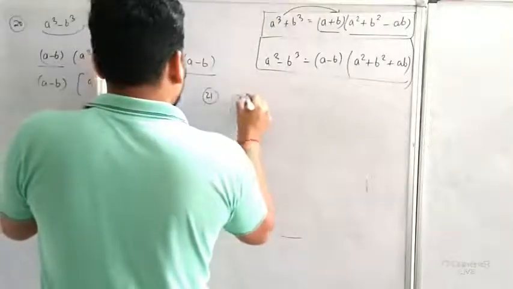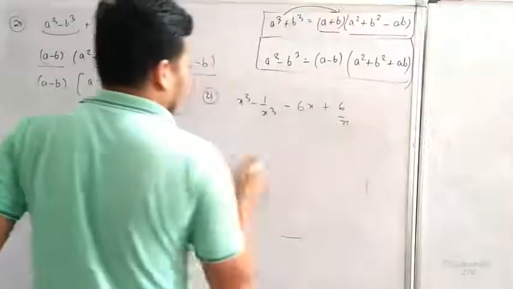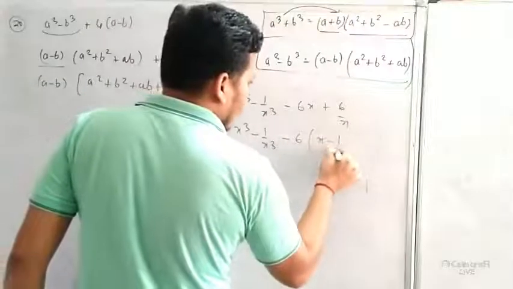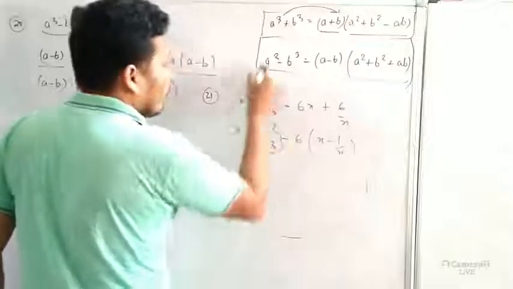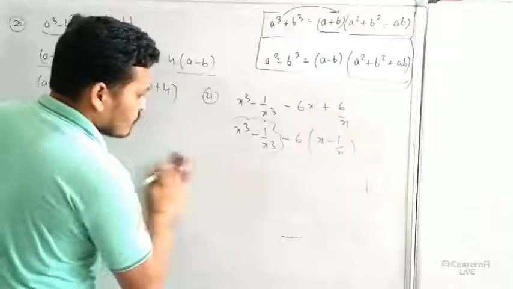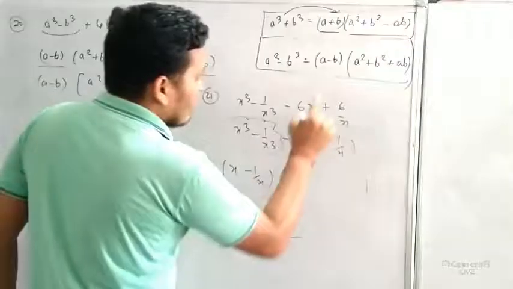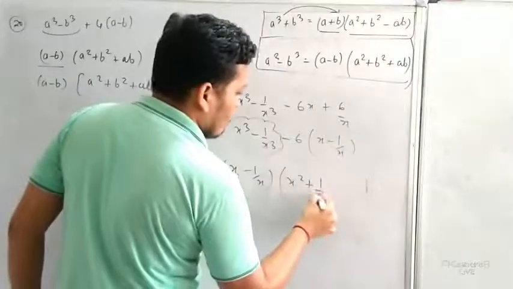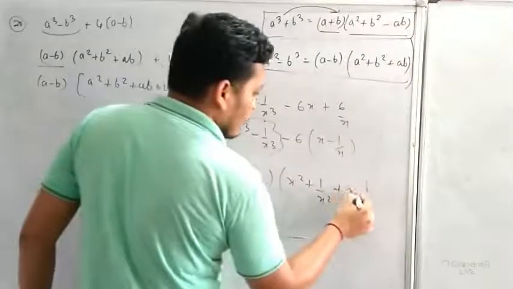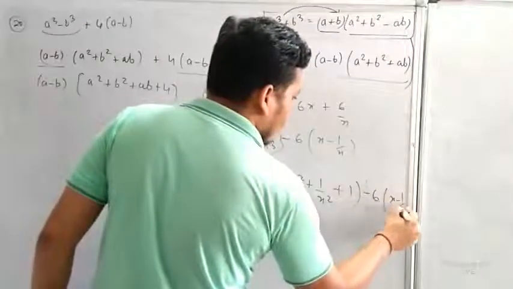21 is also the same: x cube minus 1 by x cube minus 6x plus 6 by x. Okay, how much will it be? x cube minus 1 by x cube minus 6 is common here, (x minus 1 by x). So expand it according to this. What is x cube minus 1 by x cube? According to this, a minus b means x minus 1 by x. Next part is a square means x square, next is b square, 1 by x square, and plus ab, a means x and b is 1 by x, so x into 1 by x. So plus 1 is remaining, and minus 6 (x minus 1 by x).